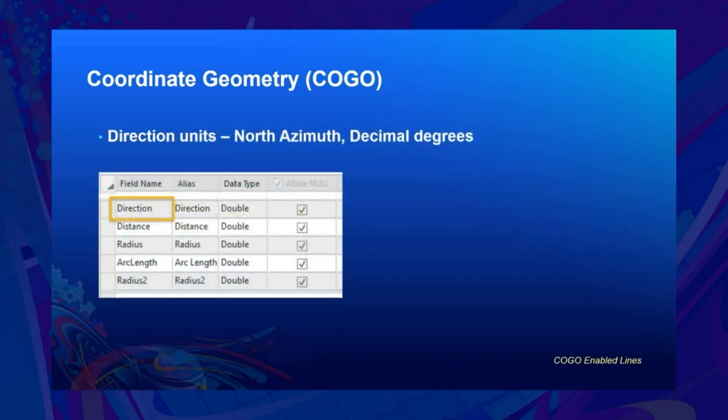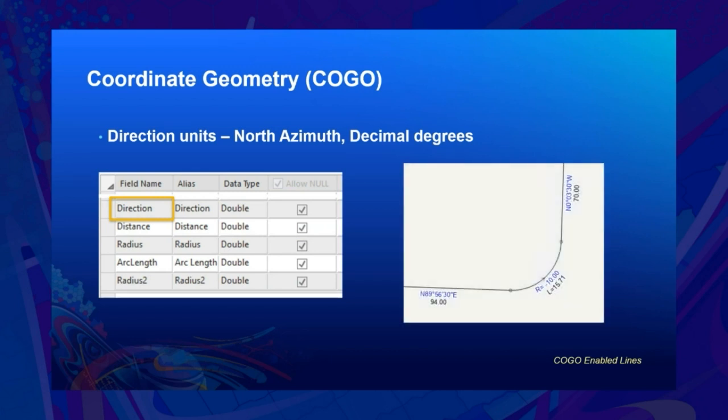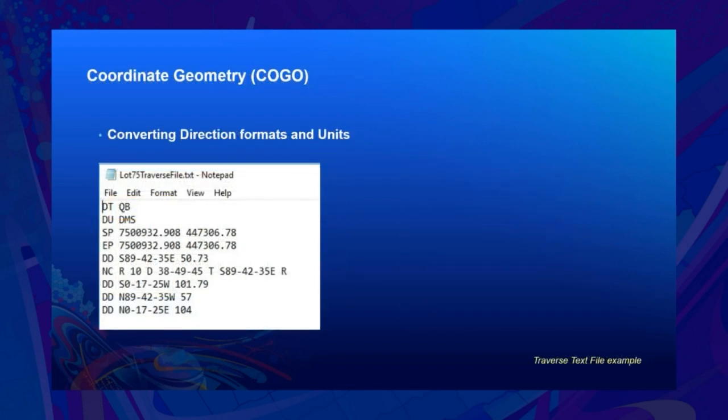For direction values, they're all stored in north azimuth and in decimal degrees. You'll notice that the labeling that you see on the map and in other areas of the UI shows values of quadrant bearings and appears in the formatted text. This is done using Arcade and a label expression. And that brings us to converting direction formats and units.